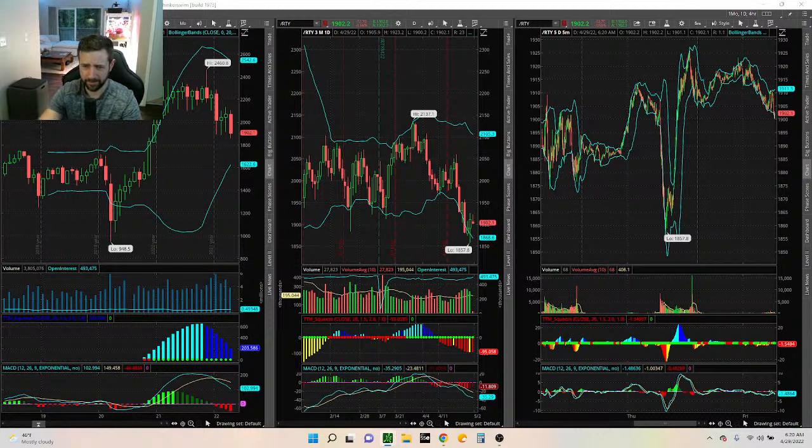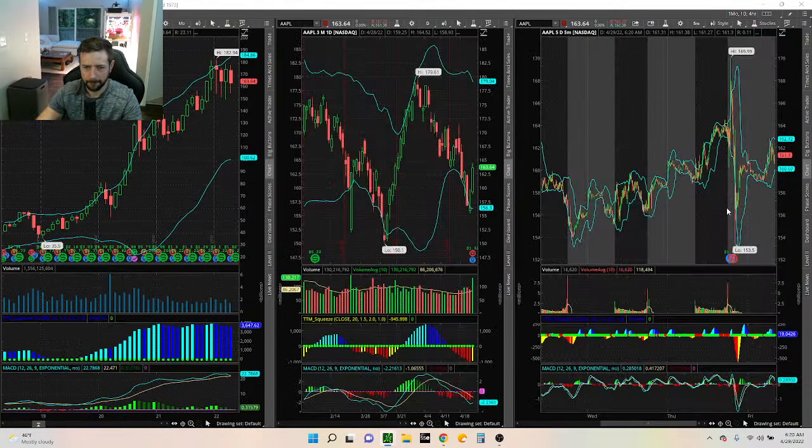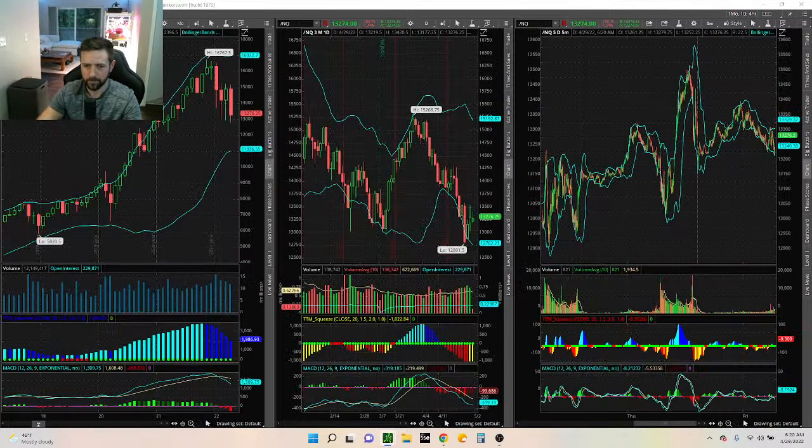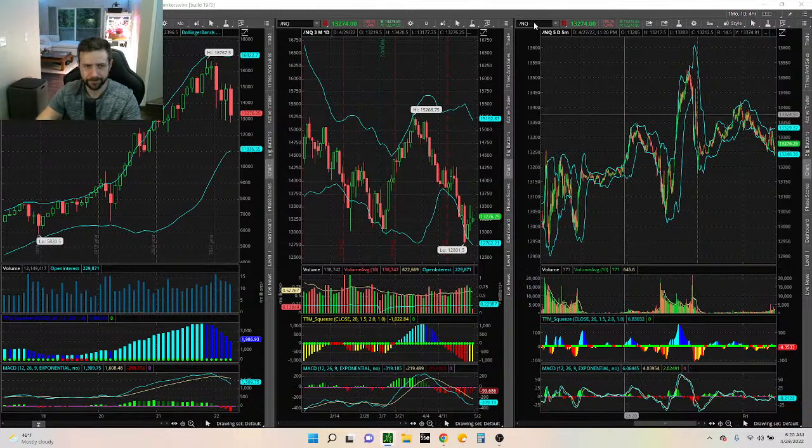Let's see how Apple ended up. Okay, so we've got the close up here, 163.64. So Apple shot up to 170, shot down to 153, kind of settled somewhere in between. So it's currently at 161.35. So that's roughly about here if we're looking at the daily chart. So no obvious trade setups just yet in terms of day trades or anything. Nasdaq looking similar.